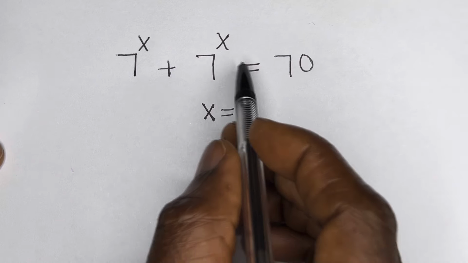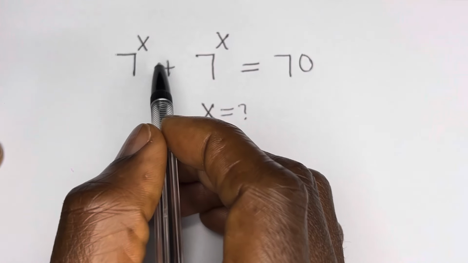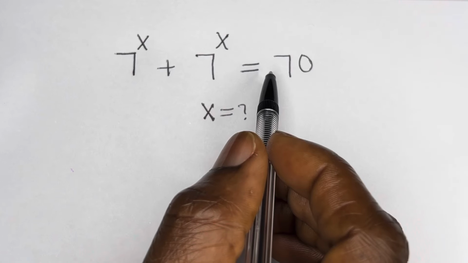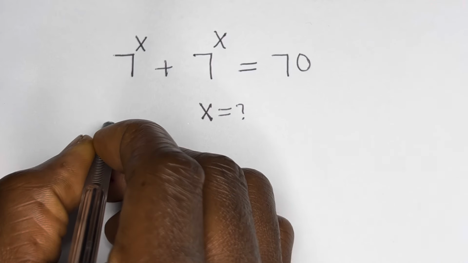Hello, how to solve for s in this equation? 7 raised to power s plus 7 raised to power s is equal to 70. Solution.